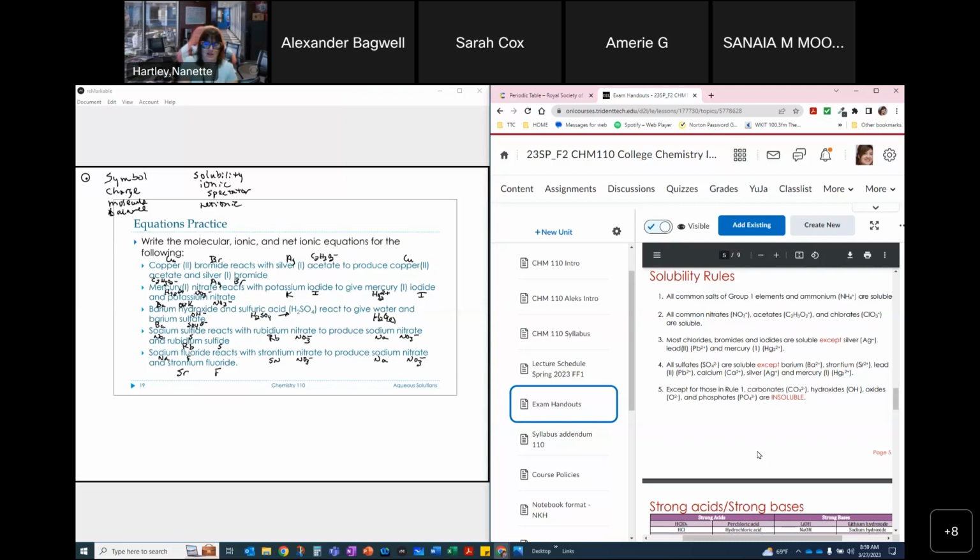Anything that was listed as one of those common polyatomic ions, I know what that charge is, so I included it here. So acetates, C2H3O2 minus is an acetate, so it's a minus there. I have nitrates, NO3 minus, and that's right here, NO3 minus. Okay. So that's how I know that.